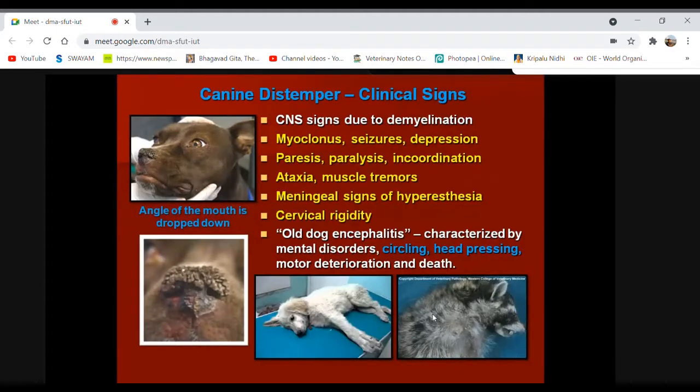And one very common condition, so far as chronic cases are concerned, in aged dogs is commonly known as old dog encephalitis, causing inflammatory reaction of the brain. In this case, when there is encephalitis in old dogs, they used to have mental disorders, circling movement, and head pressing, means they go to hard objects and press their head. And motor deterioration, as well as finally comatose and death. So that used to be the case in old dog encephalitis.